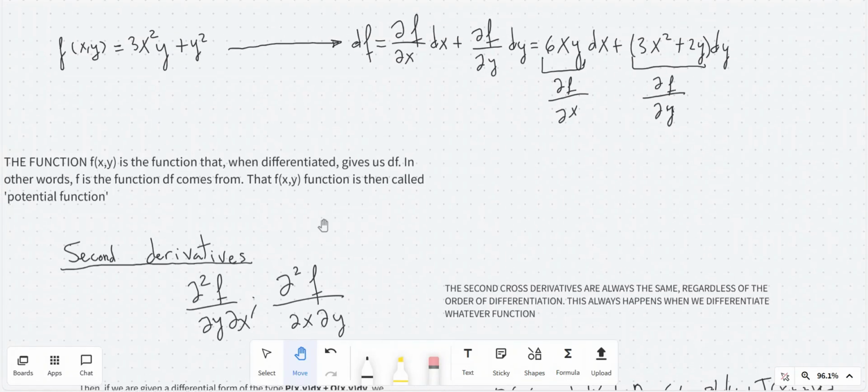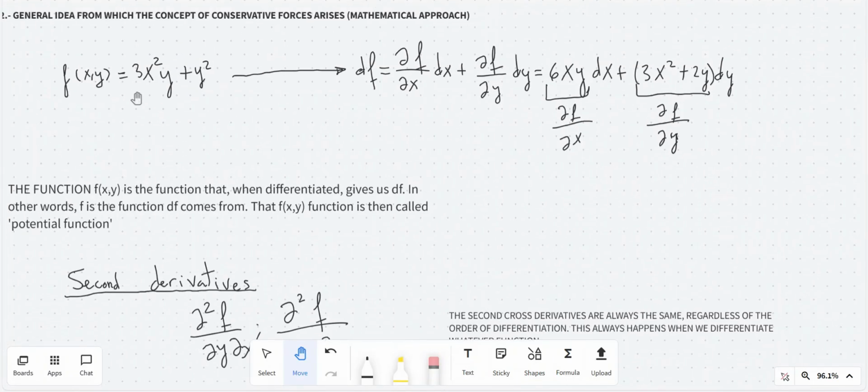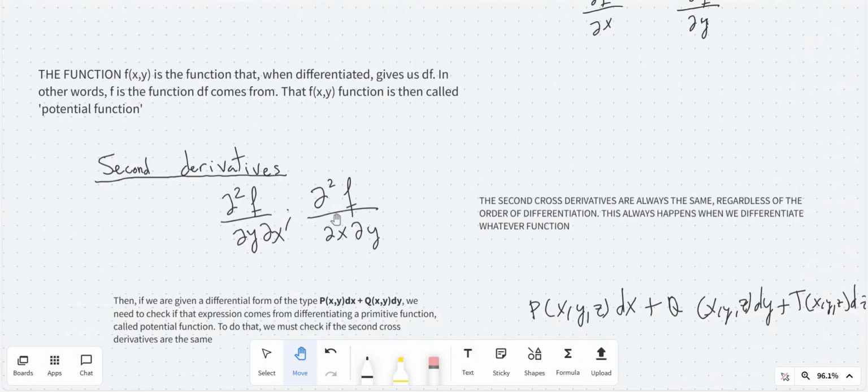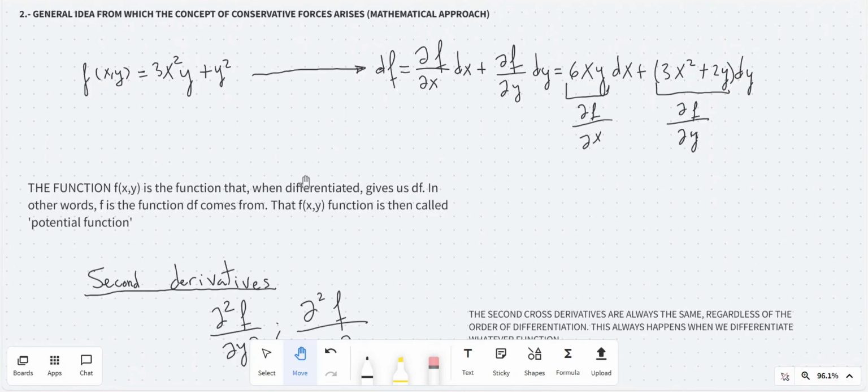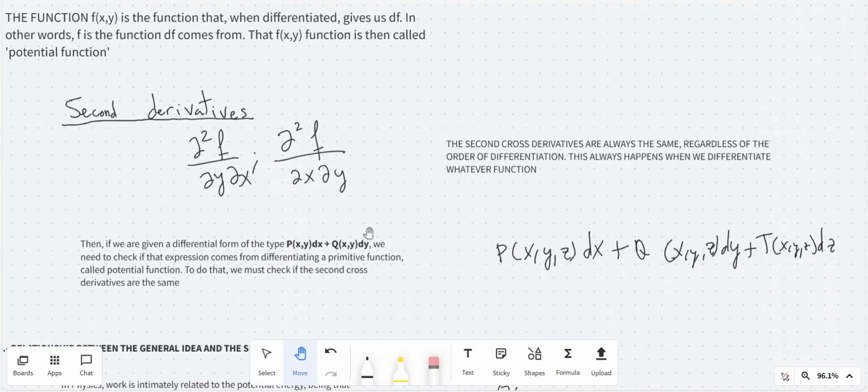Well, knowing that for a function, when you differentiate twice and you compute the second cross derivative, these two derivatives must be the same for whatever function. If you want to prove that this differential expression comes from differentiating a function, we need to check this condition. P is the derivative of f with respect to x, and Q is the derivative of f with respect to y.